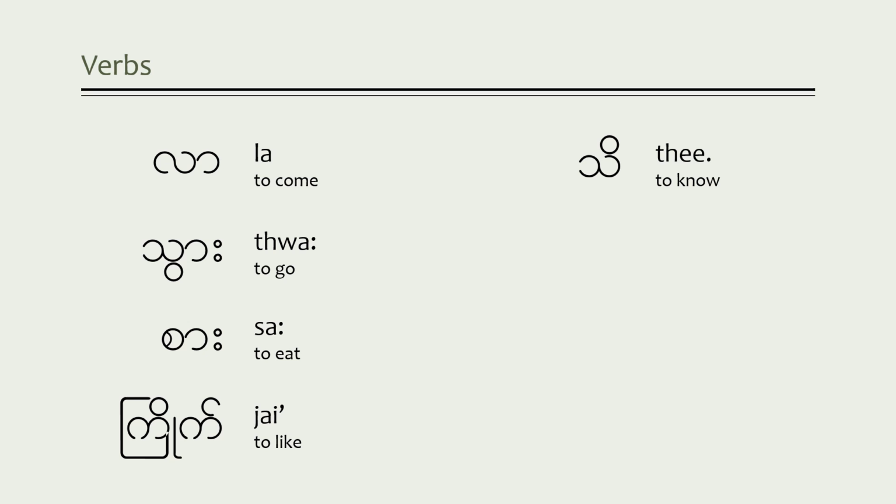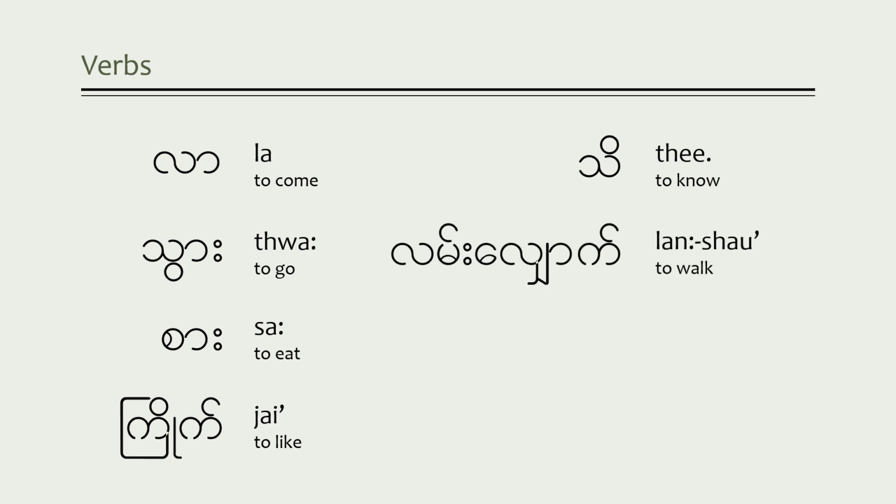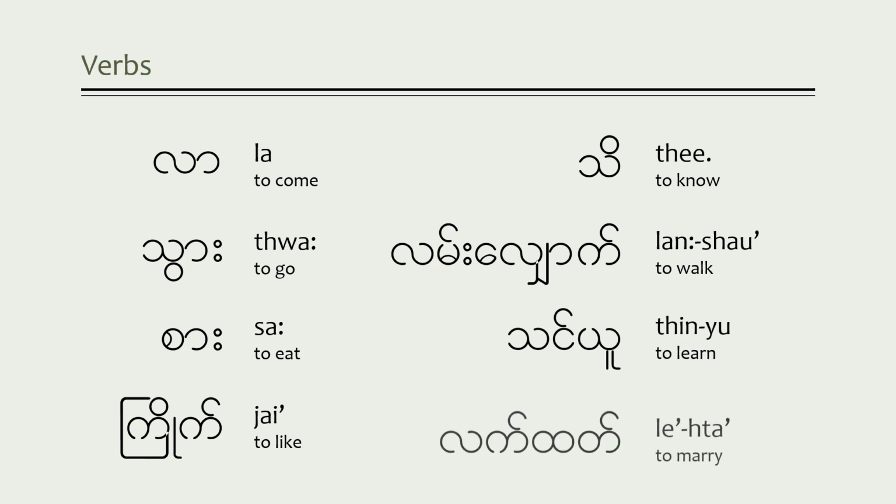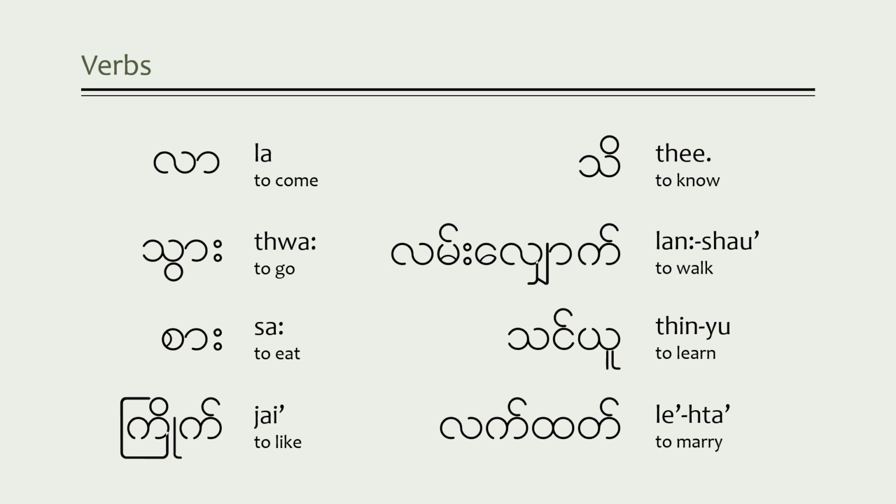Now some verbs are created using a combination of verbs or a noun and a verb, so they have more than one syllable. Here are 3 examples. To walk, lan shao. To learn, then you. And to marry, let ta. Now in all of these examples, those words are the root verb. But notice they also include the word to in the definition. But to use them in sentences, you have to add a particle. Let me show you how that works.